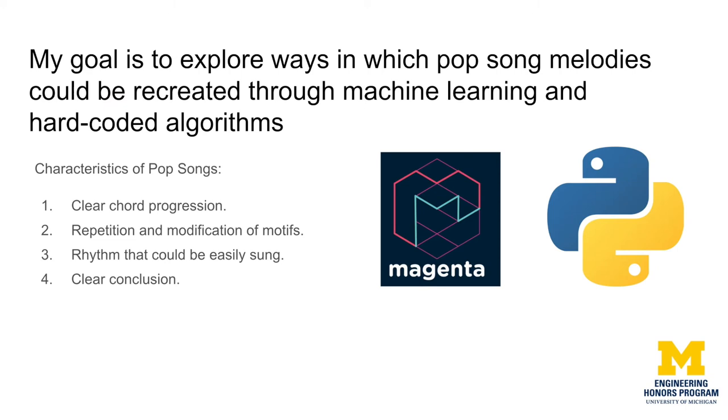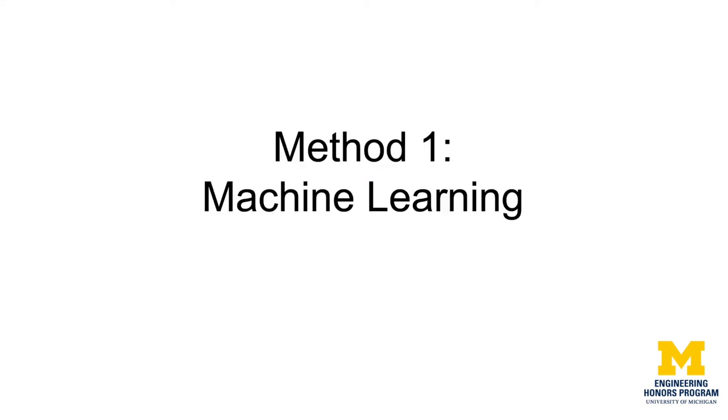I love playing pop songs on the piano, but slowly I discovered that they share some characteristics, such as having a clear chord progression or having repetition. It's as if there is a common algorithm behind all of these melodies. Hence, I decided to explore ways in which we could recreate pop song melodies, either through machine learning or hard-coded algorithms. Let's take a look at our first approach.